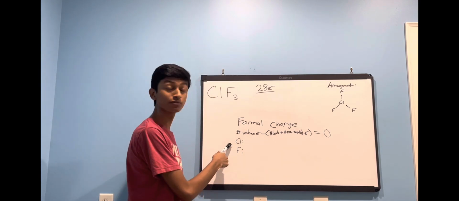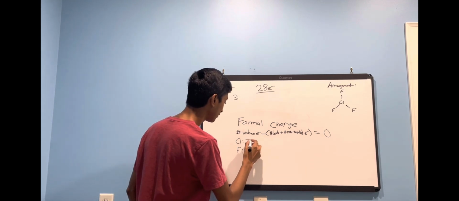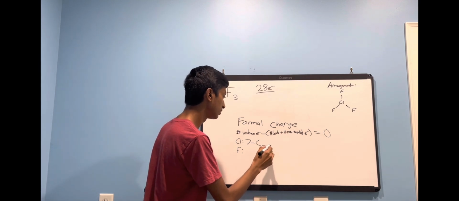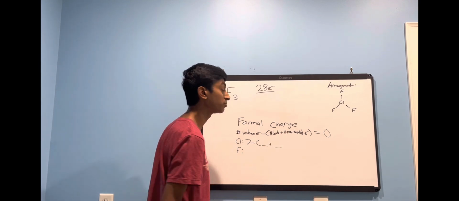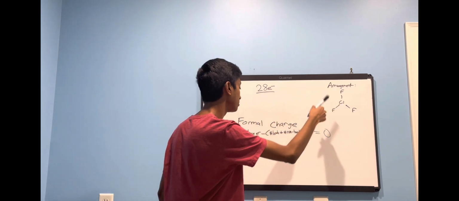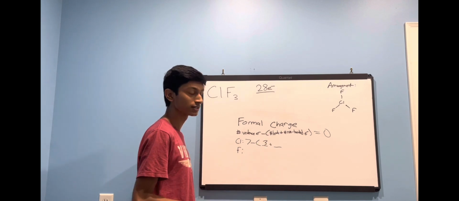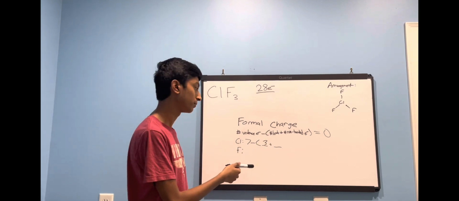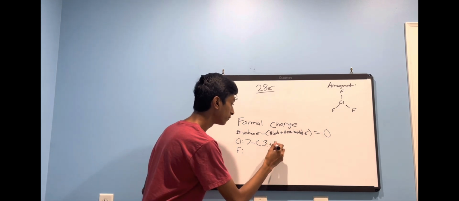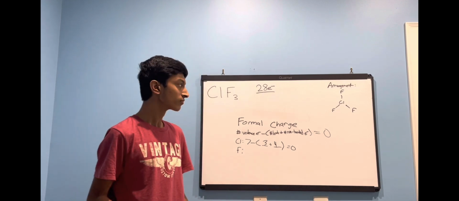Let's first solve formal charge for chlorine. We know chlorine's valence electrons are 7. So we do 7 minus the number of bonds minus the number of non-bonded electrons. We see here that chlorine has 3 bonds, so we can write 3, and the number of non-bonded electrons has to be 4, because 7 minus 3 is 4, and we need another 4 to be subtracted from it to give a formal charge of 0.